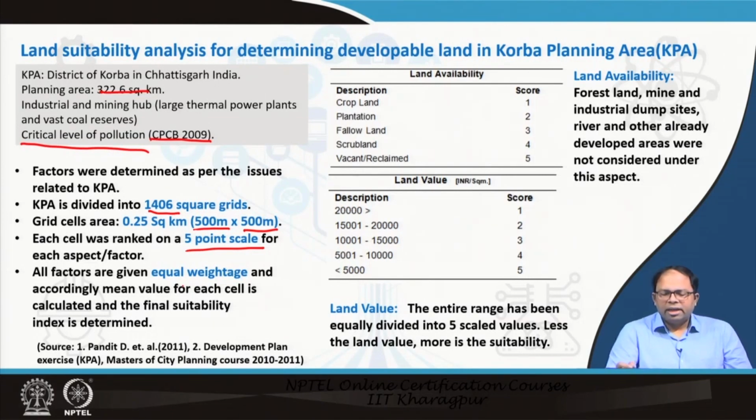So the first factor was land availability, where vacant or reclaimed land was given the highest score of 5. Cropland, which is already being cultivated, was given a score of 1. That means we will keep it as cropland. Plantations were given 2, fallow land 3, scrubland 4, and so on. And land value wise, of course, the lowest value was given the highest priority, because it's better to develop in a low cost area, since a high cost area would be difficult even for the government to procure, in case the government also wants to procure some land in this area. So the entire range was equally divided into 5 scaled values. The lower the land value, the more the suitability.